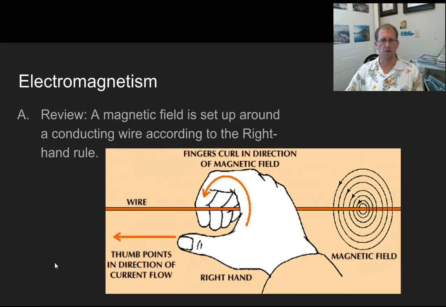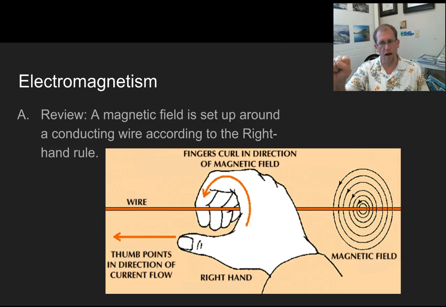Just a quick review. When we were talking about magnetism, we talked about the fact that a magnetic field is formed according to a right-hand rule around a conductor. That background knowledge will be important for our discussion going forward today. So just remember the right-hand rule.